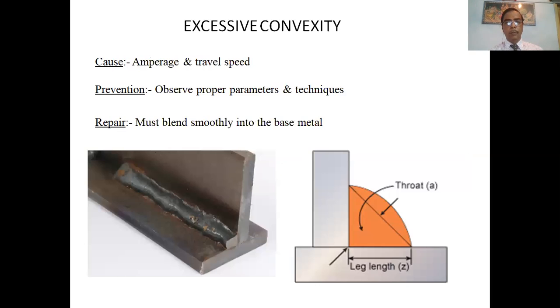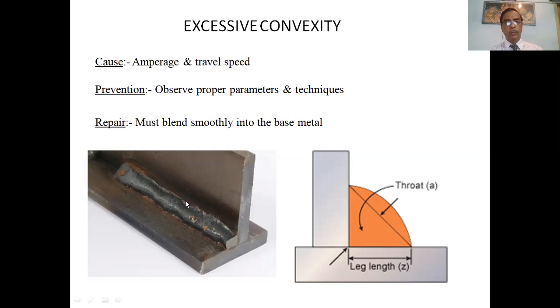Excessive convexity. The causes are amperage and travel speed. This is a convexity, excessive convexity. The arc length is okay, but this is the throat and this is the overlap, the cover. This is excess material.